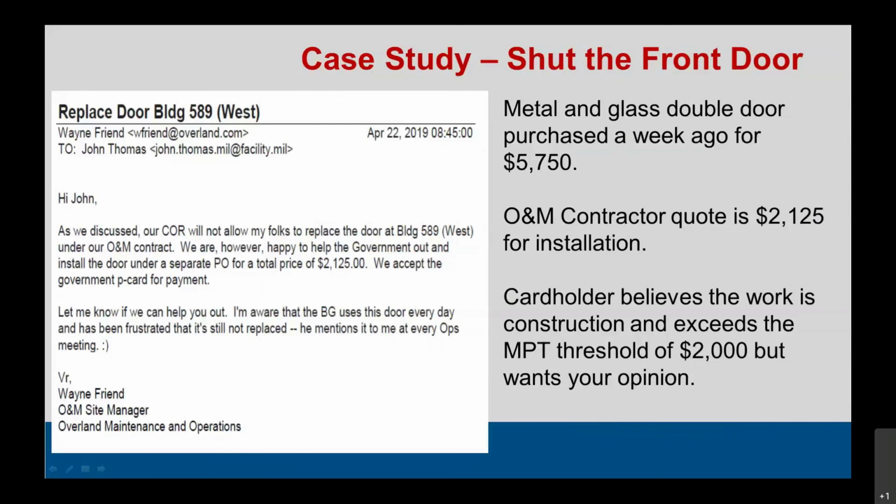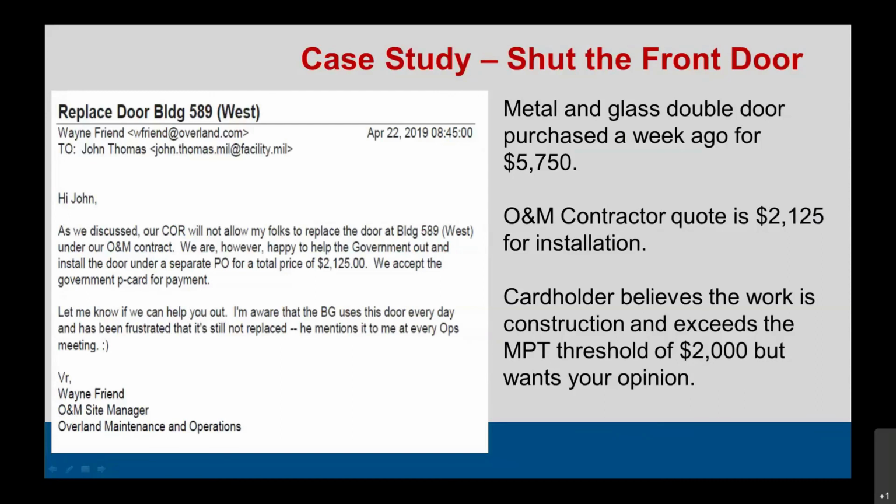The cardholder called the AOPC and is concerned they didn't know how to make the purchase because the price exceeded the micro purchase threshold for construction. So where do you begin? Well, what we have is an email from the contractor stating that they will do the work separately, and they give us a price to use the card. So that's really great. So let's look again through the test.